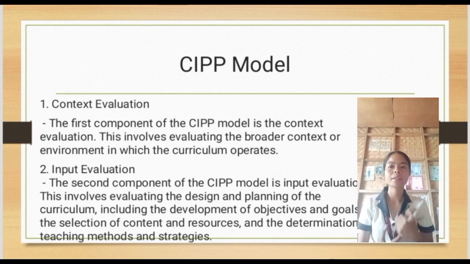Daniel Stufflebeam and his colleagues developed the CIPP model of curriculum evaluation in the 1970s. This model has four main parts, each looking at a different aspect of the curriculum. The first one is context evaluation. This looks at the environment and needs to determine what the curriculum should focus on.